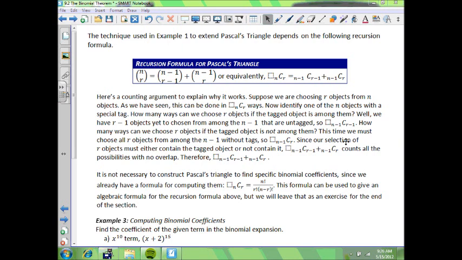Now, it's not necessary to construct Pascal's triangle to find specific binomial coefficients, since we've already found a formula for computing them. n choose r equals n factorial over r factorial times n minus r factorial. That's what we learned in section 9.1. This formula can be used to give an algebraic proof of the recursion formula above, but we will leave that as an exercise for the end of this section.